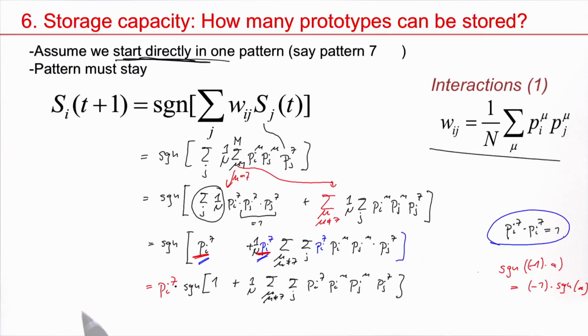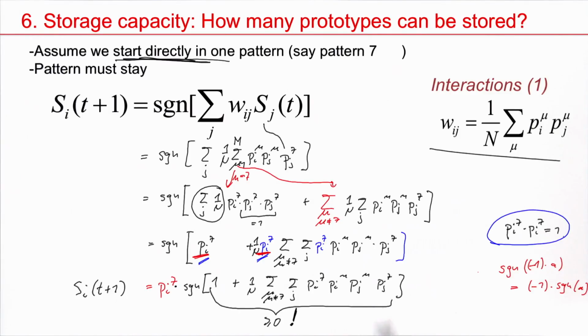Now what we find is that Si at time t plus 1 in the next time step is equal to pi7. Well, if this guy here is positive, then the sign of this is just 1. So neuron i in the next time step is in pattern 7, stays in pattern 7, if the term in square brackets is larger than 0. This is what we want. But we don't necessarily have this.